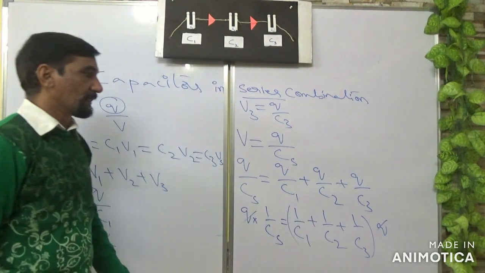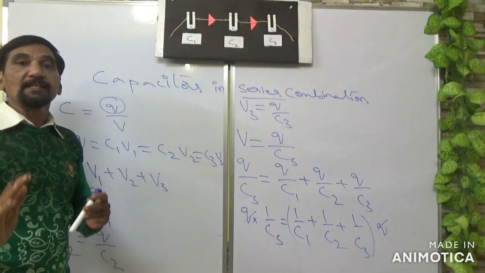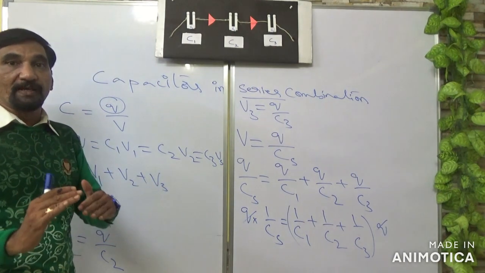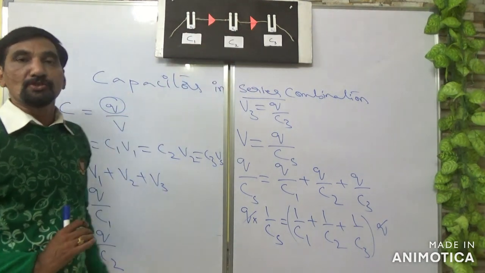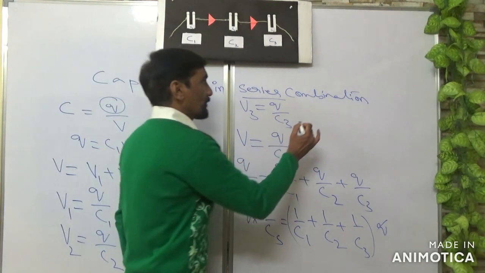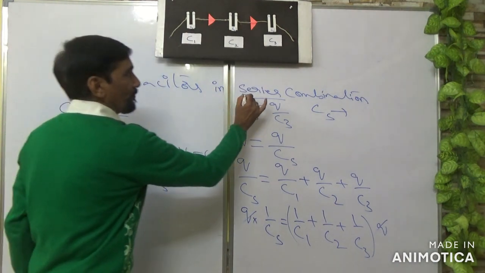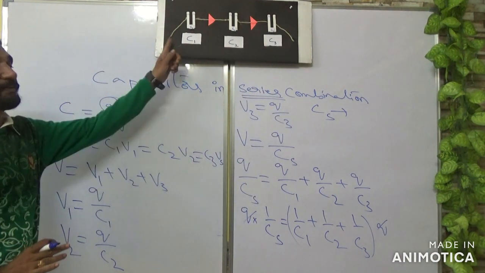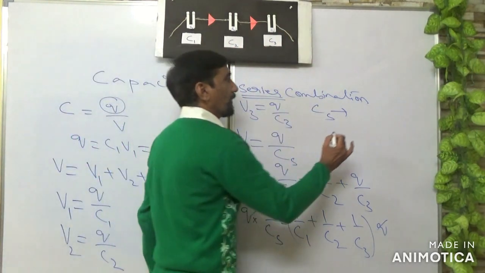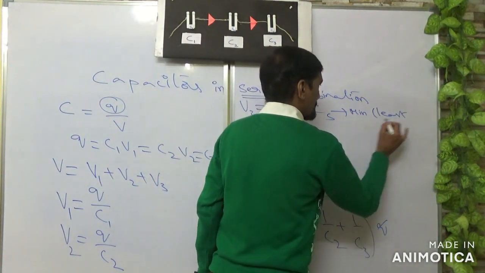Remember, whenever you join capacitors in series combination, the effective capacitance offered is always less than the capacitance of any individual capacitor. That means it is offering minimum capacitance. These are the points you need to remember under series combination: capacitors in series offer the least capacitance.